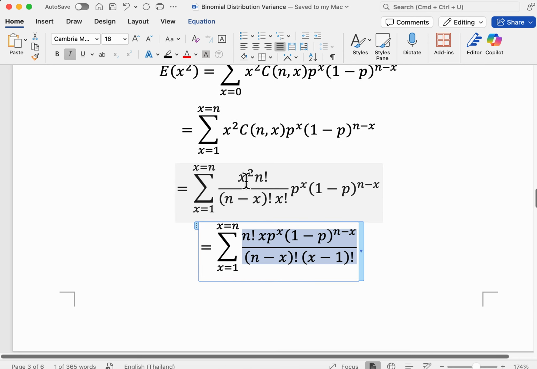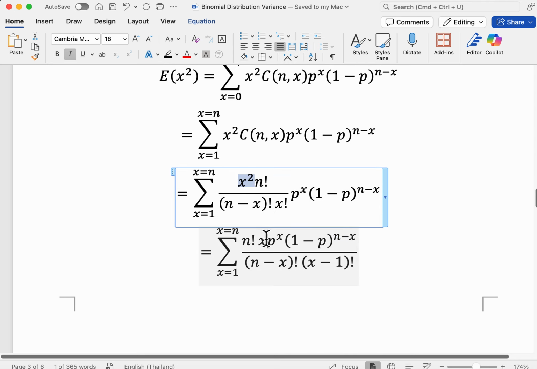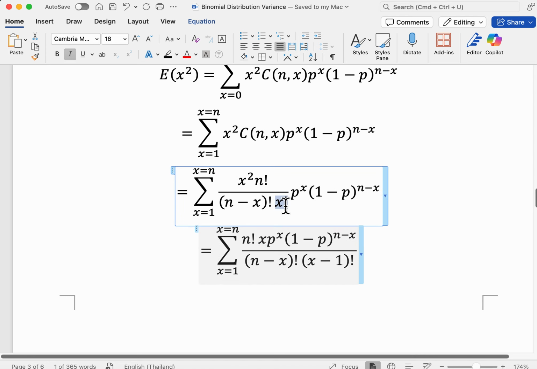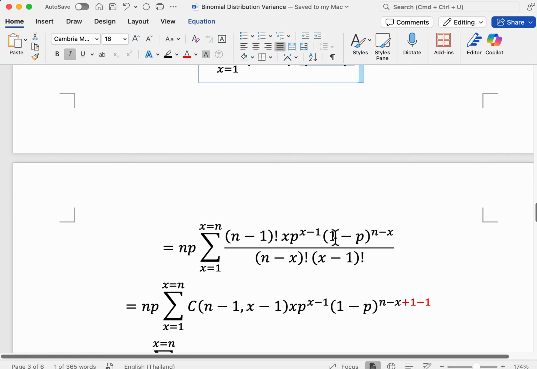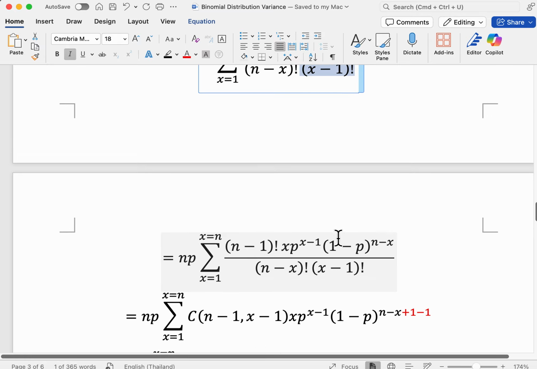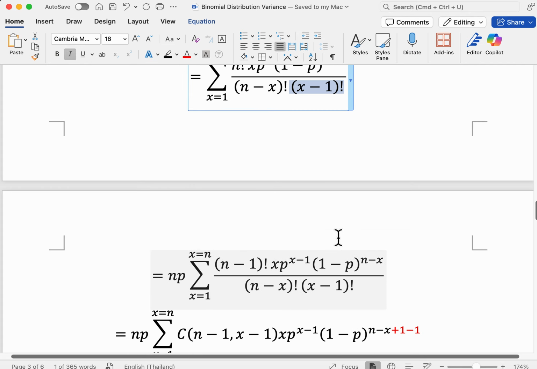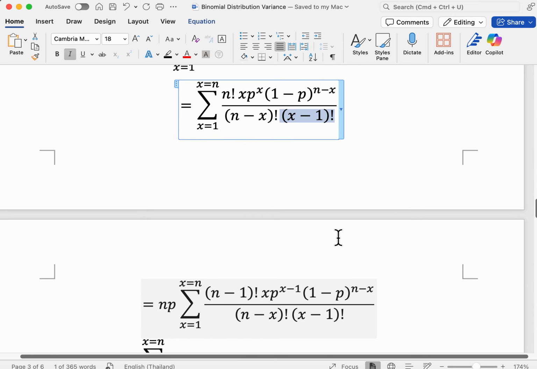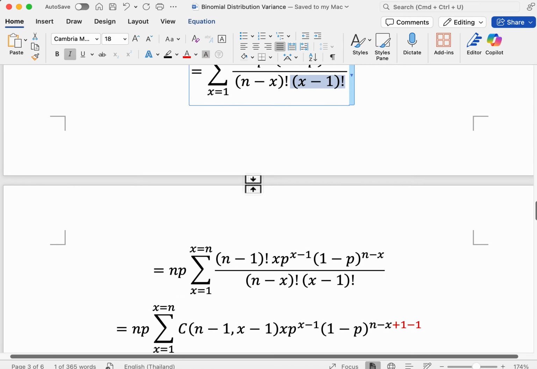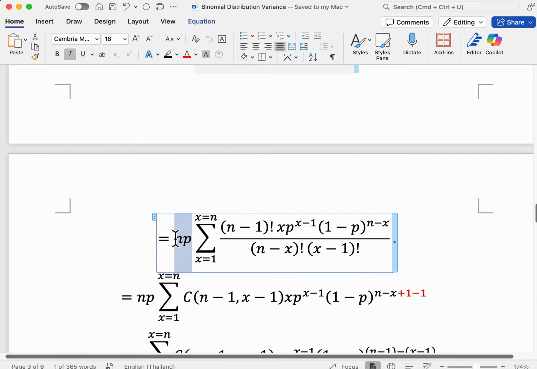Oh, I believe I can cancel one x at the top and the bottom. See, one x is gone from the x squared to become a single x here, and one x is gone from x factorial to make it x minus 1 factorial. Then, as a result of that, I factored out the n and the p in this particular step, which leaves us with an n minus 1 factorial and p to the x minus 1. We're decreasing the digits that way.